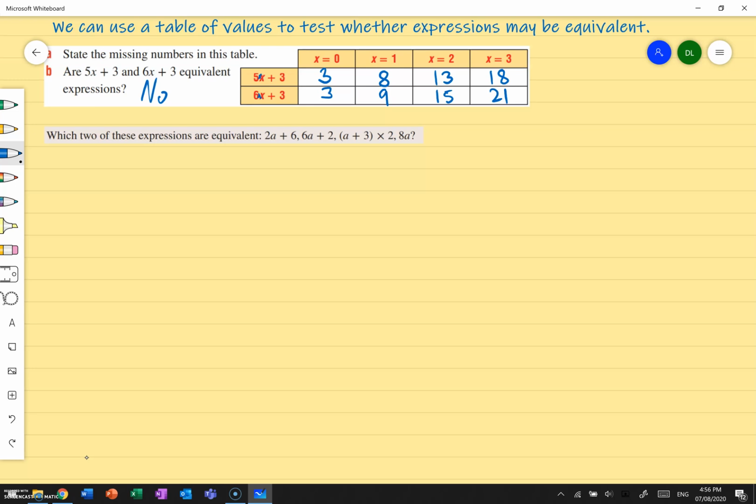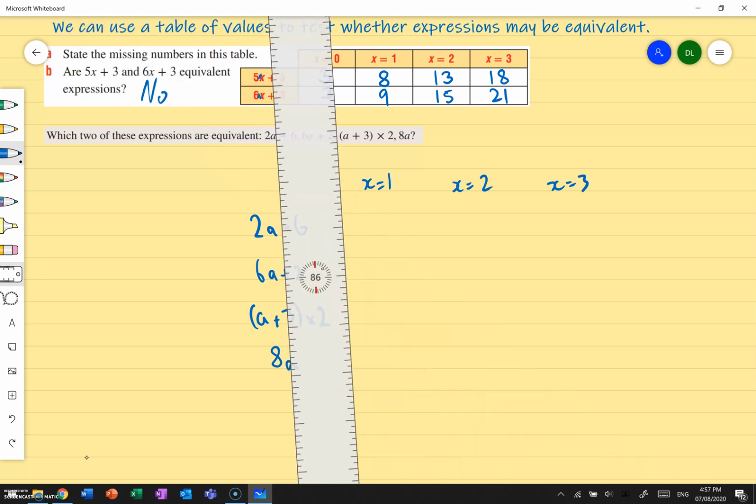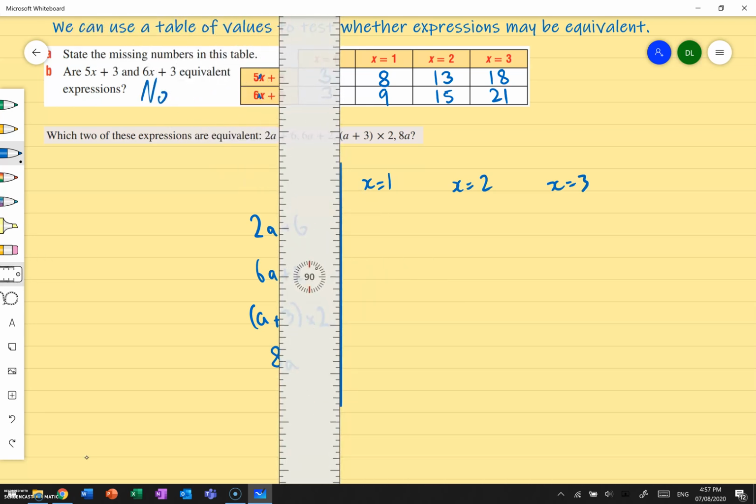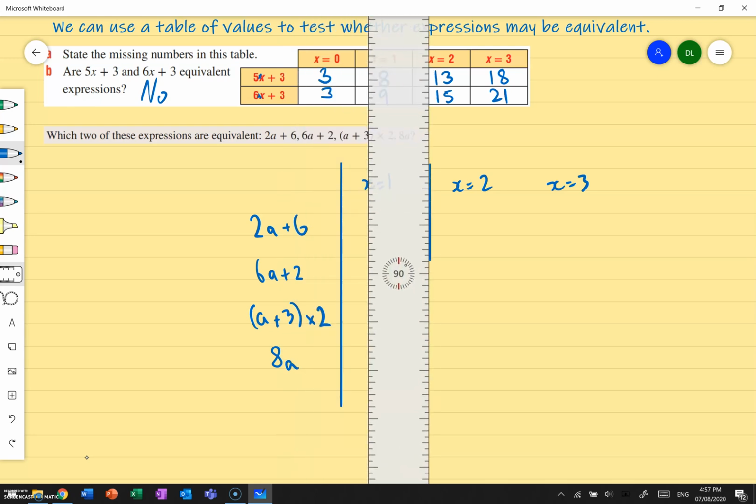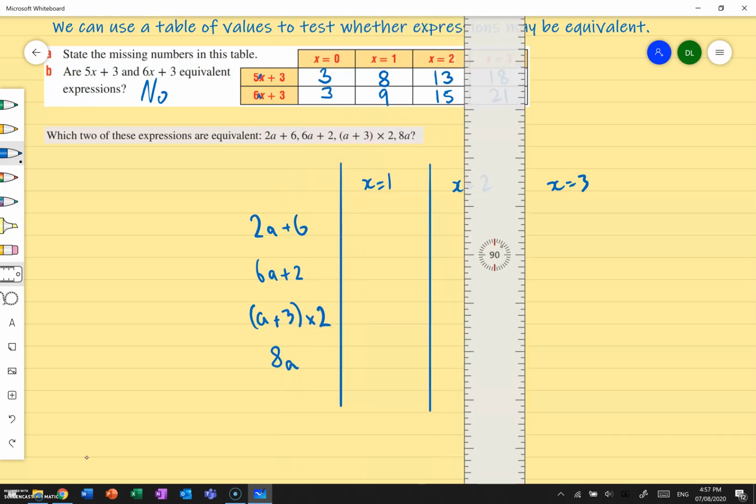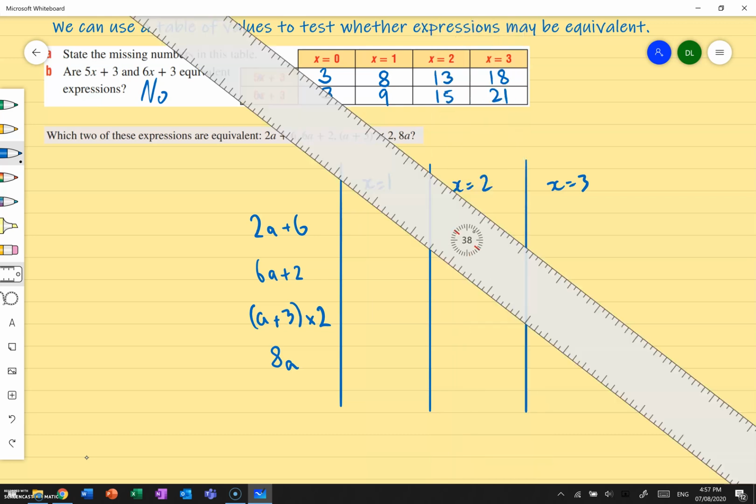So I've got 2a plus 6, I've got 6a plus 2, I've got (a plus 3) times 2, and I've got 8a. And then over here, I'm going to say x equals 1, x equals 2, and x equals 3. I'm going to go ahead and use my ruler and just rule that out so we can see. It's not going to be perfect, so I apologize in advance.